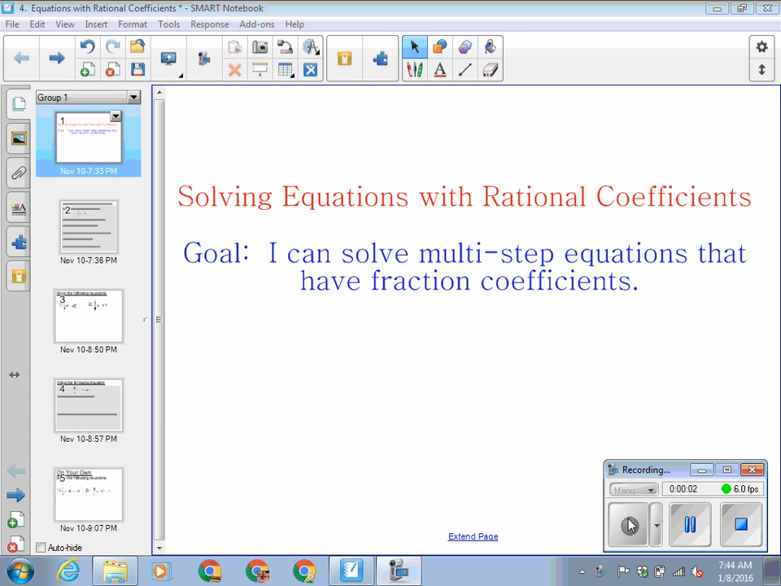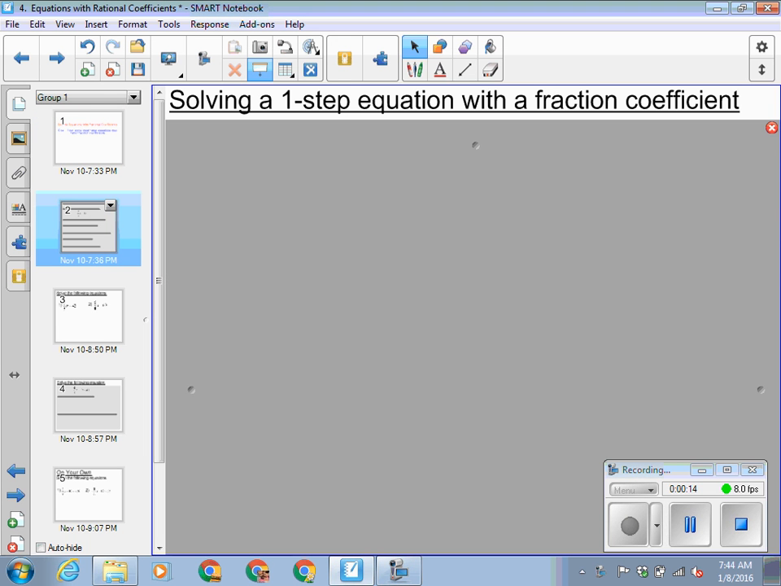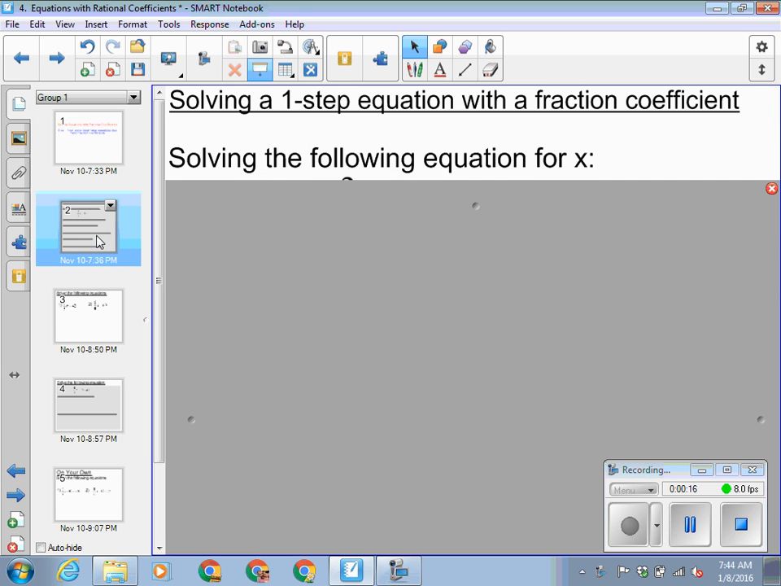Today's lesson is over equations involving rational coefficients. Your goal will be to solve multi-step equations that have fraction coefficients. We're going to focus on fractions today, not so much on decimals. So we're going to start with a one-step equation with a fraction coefficient.